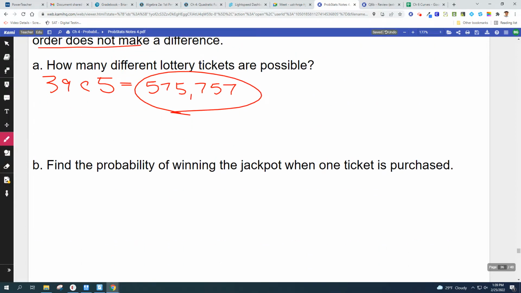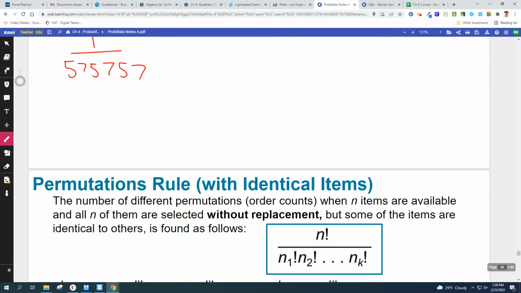Part B, find the probability of winning the jackpot. Well, there's only one way of winning. You've got to have the right numbers. So it's going to be 1 over 575,757. Part over total, probability. It's kind of tricky sometimes because you have to pay attention to what the question's saying. Do they want to know how many ways, or do they want to know the probability? And that's what we've just done in some of these problems. How many ways? What's the probability?